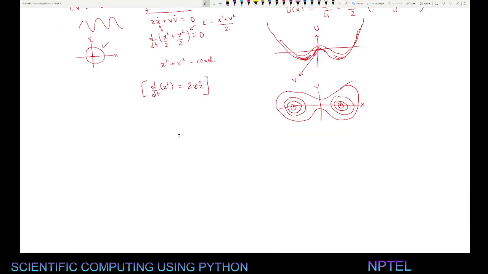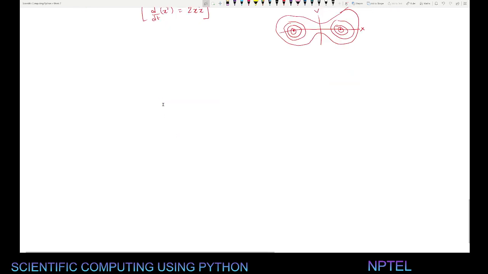Okay, now let's talk a little bit about Fourier transforms. Okay, and what is the idea? The idea is that all sines or cosines are orthonormal.